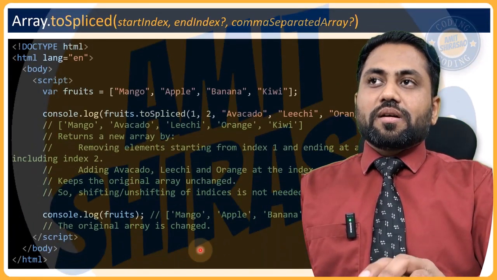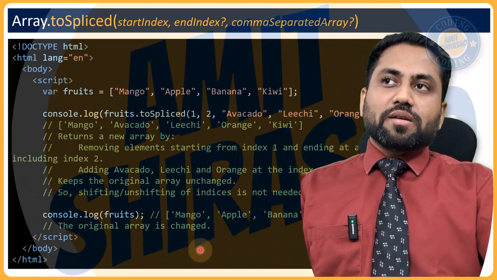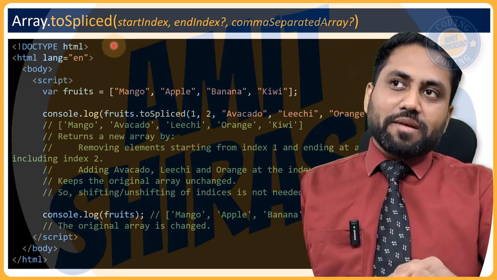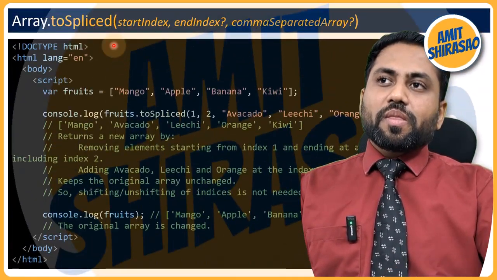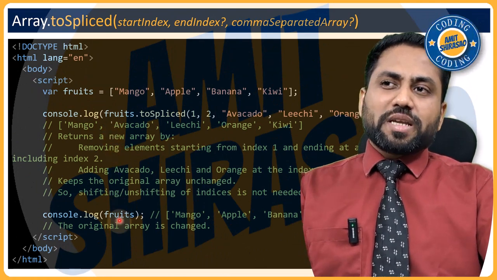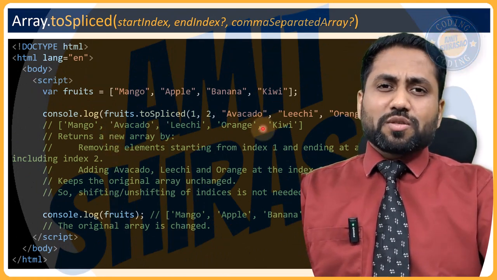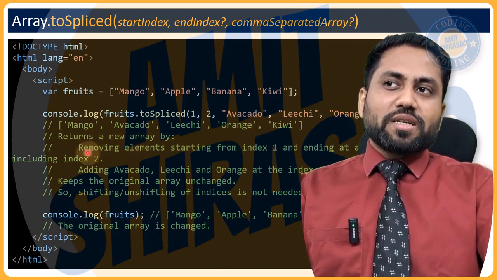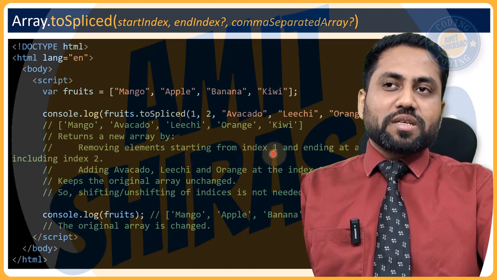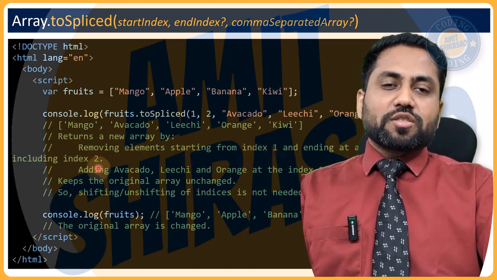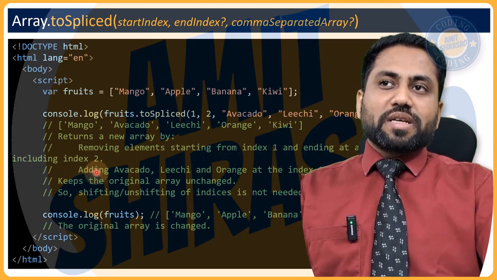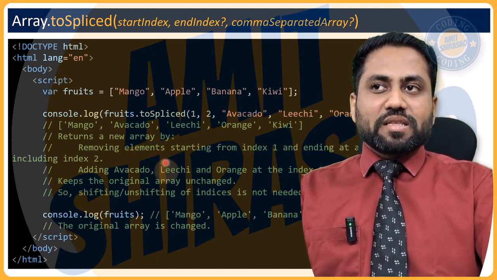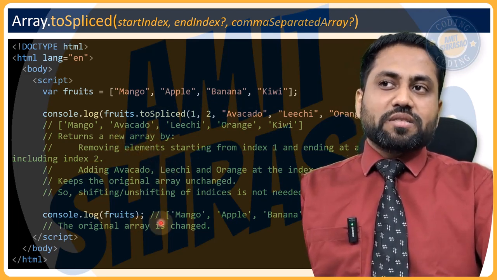Now if you do toSpliced, as the name suggests, it came with ECMAScript 2023. If you do this, the original array remains the same. Rest of the thing is exactly the same. It returns a new array. For returning the new array, it does the same 2 operations. It removes the elements starting from index 1 and ending at and including index 2, and it adds whatever new elements you have added over here to the array. And then that becomes your new array. The original array remains the same.